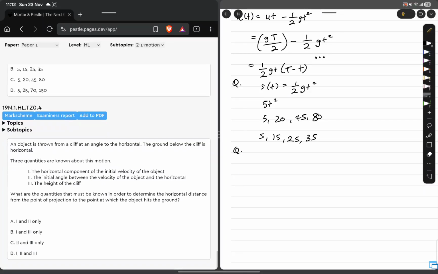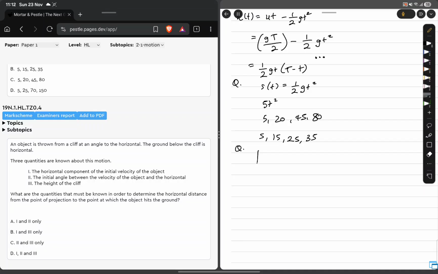The next and last question for this section is, an object is thrown from a cliff at an angle to the horizontal. The ground below the cliff is horizontal. 3 quantities are known about this motion. The horizontal component, and then what are the quantities that must be known?